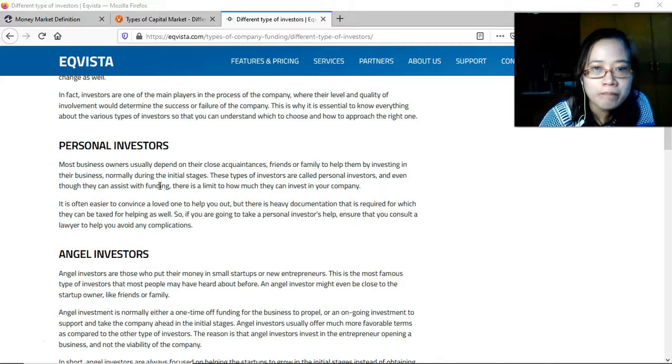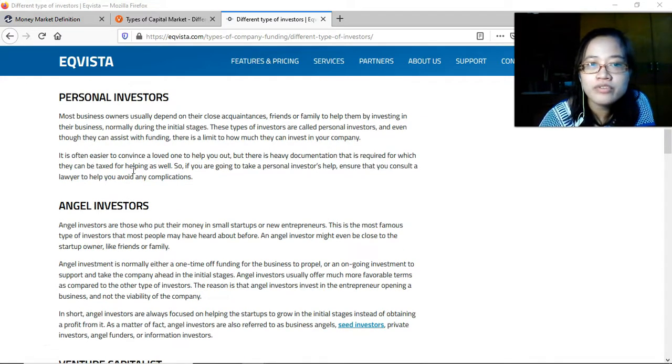And then find others who would be supportive of it. Okay, so where are we? Normally during the initial stages, so for startups, these types of investors are called personal investors, and even though they can assist with funding, there is a limit to how much they can invest in your company. Okay. It is often easier to convince a loved one to help you out, but there is a heavy documentation that is required, for which they can be taxed for helping as well. I think not so much here in the Philippines, right? Normally, those transactions are not really documented here.